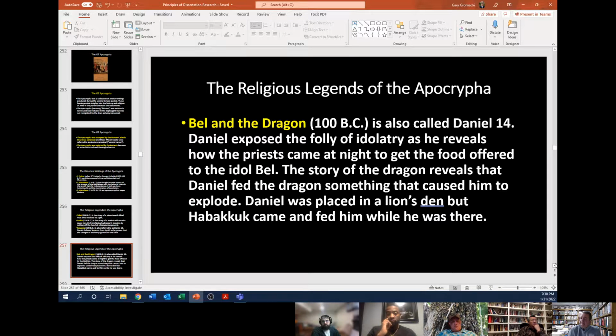And then Bel and the Dragon, sometimes called Daniel 14. Daniel exposed the folly of idolatry. He reveals how the priests came at night to get the food that had been offered to the idol Bel. And the story of the dragon reveals that Daniel fed the dragon something that caused him to explode. Sort of a funny story there. Daniel's placed in a lion's den, but Habakkuk comes and feeds him while he is there. So again, some extra-biblical story there about Daniel.